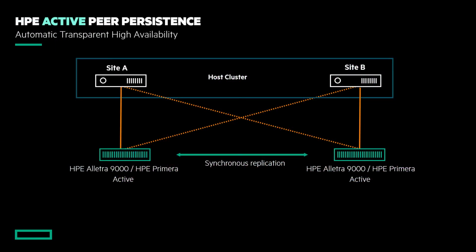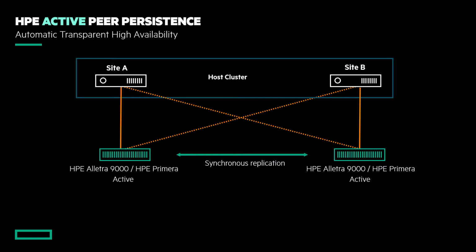Active peer persistence shares its DNA with its predecessor, classic peer persistence. They both involve two storage arrays replicating synchronously, where failover is automatic and completely transparent to the hosts and applications, with an RPO and an RTO of 0.